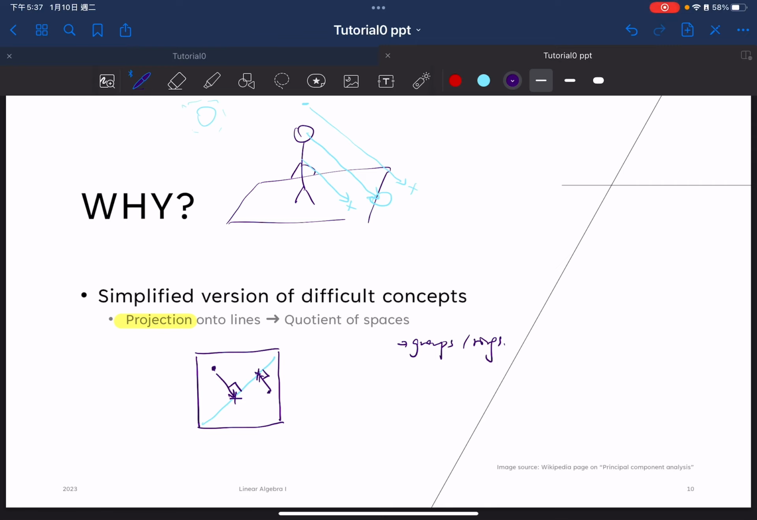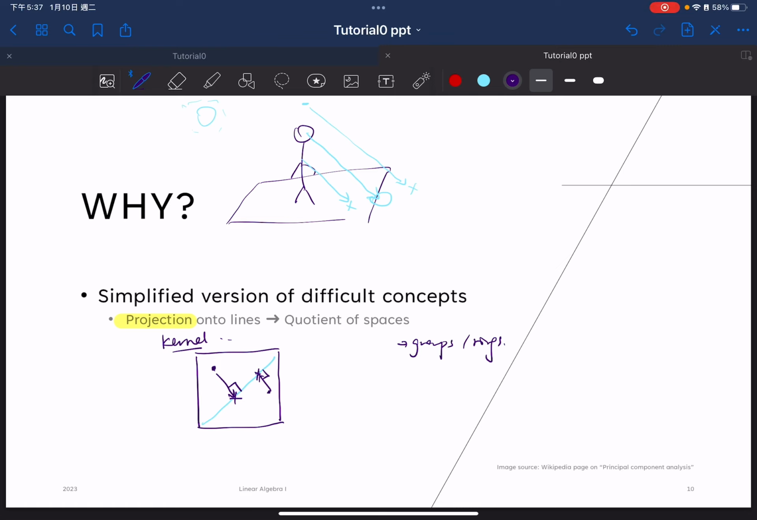It's the same with the kernel and other concepts which are difficult. When you first learn them in this course they are difficult. But after you learn them in this course, and you see them in more abstract settings, they become easier. And why do we need to introduce everything with linear algebra?